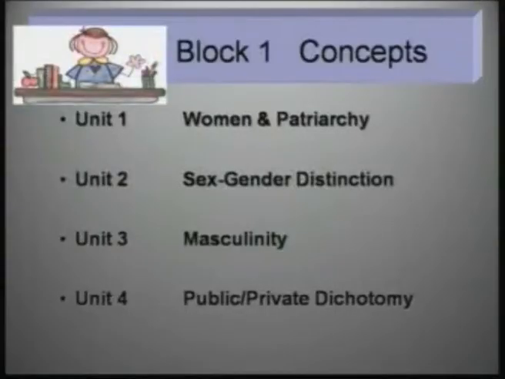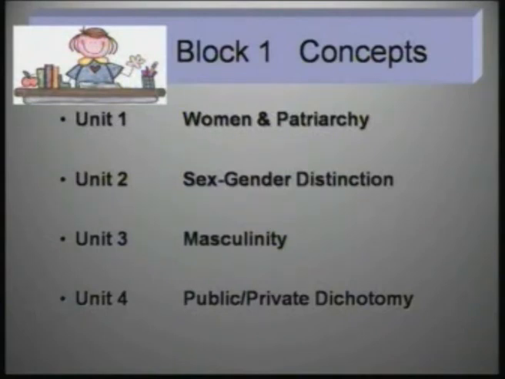Now let's come to the course structure. The course has 4 blocks in it and each block talks about a particular aspect related to manifestation of power. The first block, which is regarding concepts, talks about the concepts which are basic to the understanding of gender. Without reading these concepts, you will not be able to understand how power is regulating the systems in our society. The first unit of this block is women in patriarchy.